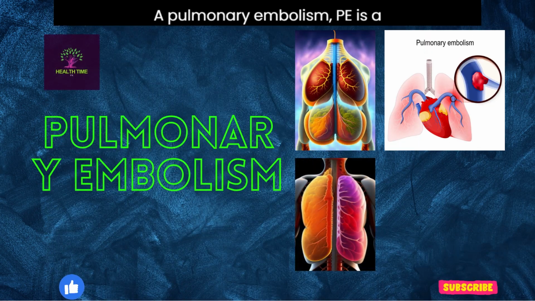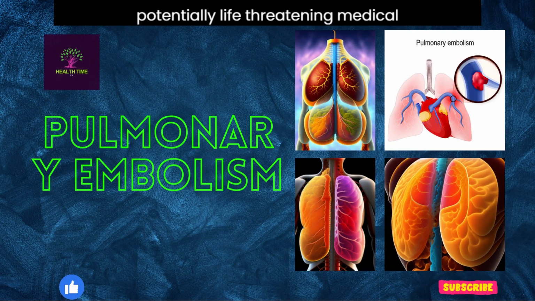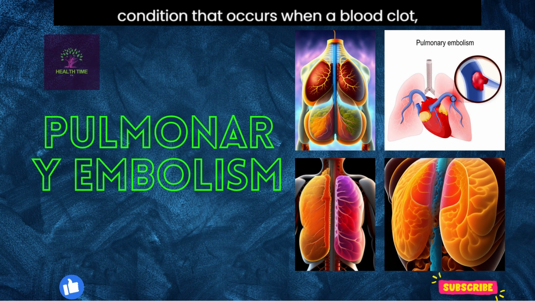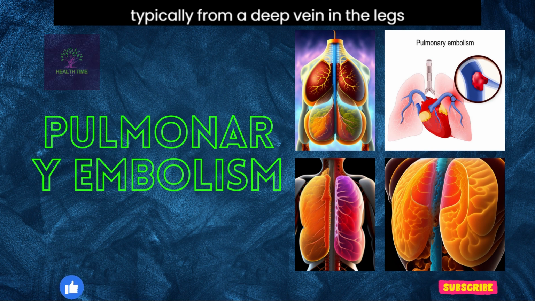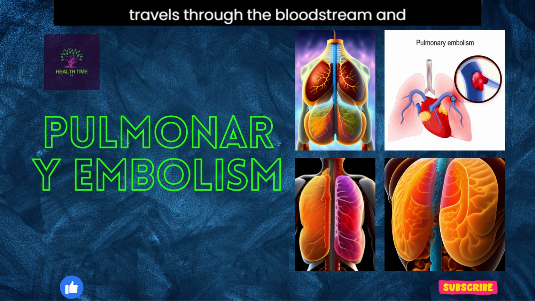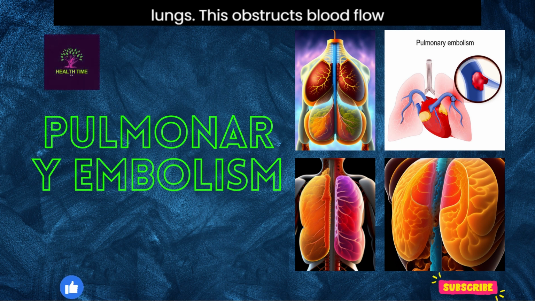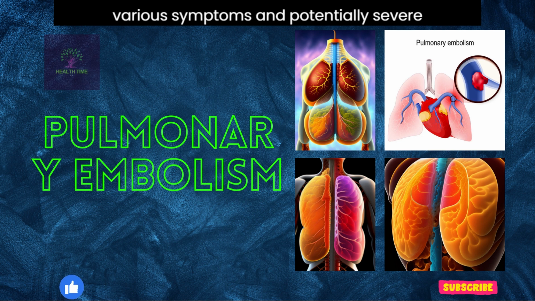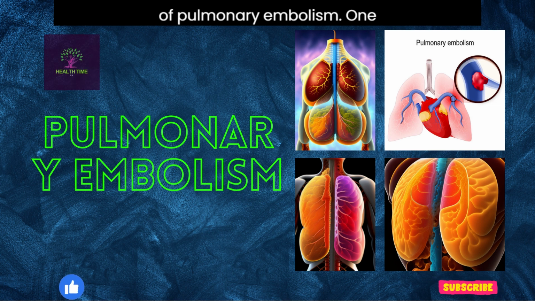A pulmonary embolism, PE, is a potentially life-threatening medical condition that occurs when a blood clot, typically from a deep vein in the legs, known as deep vein thrombosis or DVT, travels through the bloodstream and lodges in the pulmonary arteries in the lungs. This obstructs blood flow to a portion of the lung, leading to various symptoms and potentially severe complications. Here is an overview of pulmonary embolism.